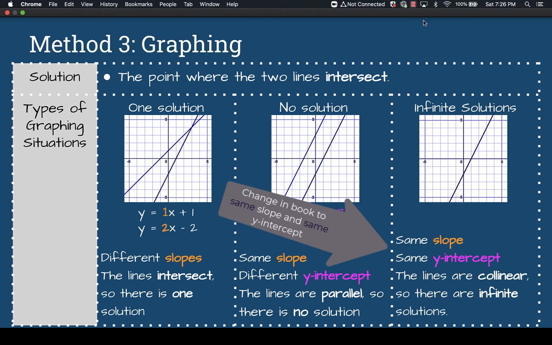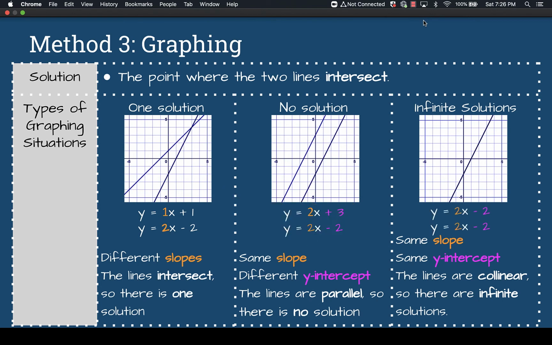The third type is infinite solutions. Now, it looks like there's only one line here, but there are 2 lines. They are just in the exact same place. They have the exact same slope. They have the exact same y-intercept. As we can see in the equation here, they both had the same slope of 2 and the same y-intercept of -2. Now, here you might say, yeah, they're the same line.